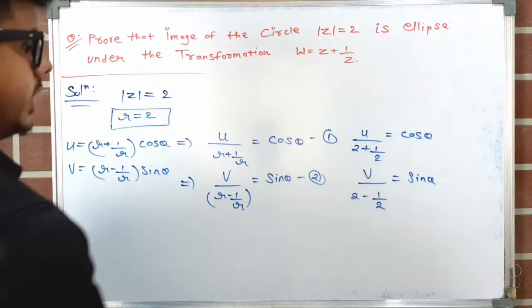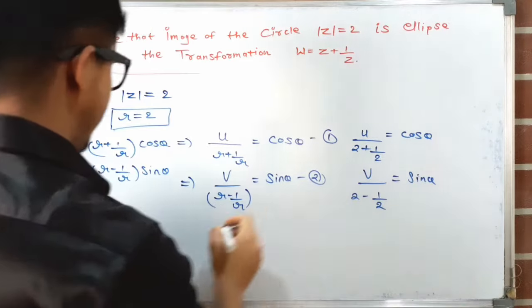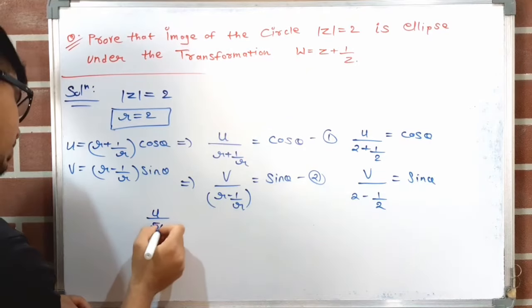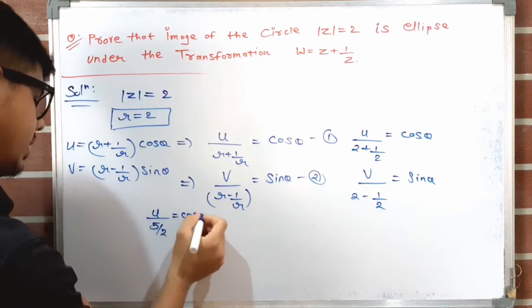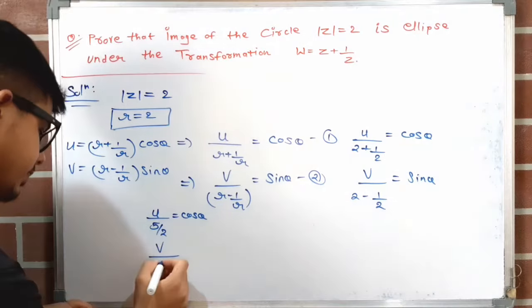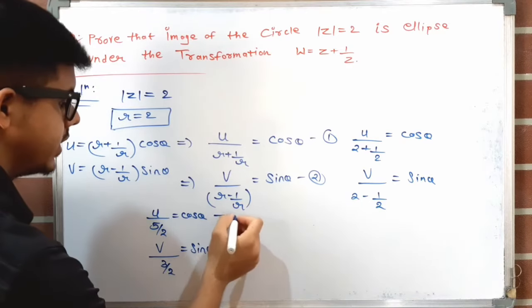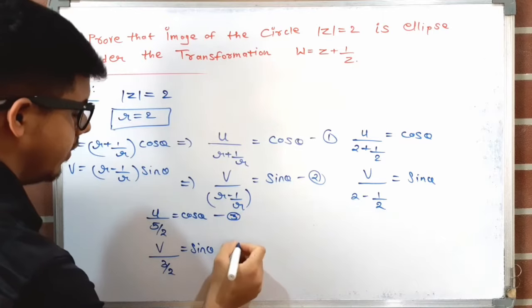Okay, so what is this? This is 5 by 2. So I will write here u upon 5 by 2 equals cos theta, and v upon 3 by 2 equals sin theta. Okay, so let these be equations 3 and 4.